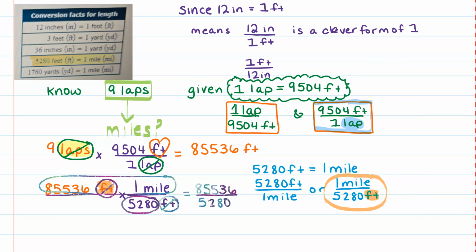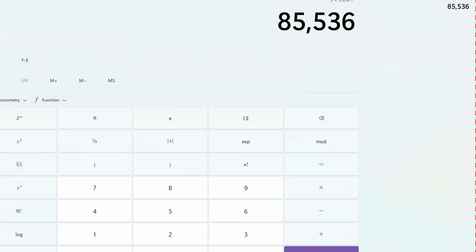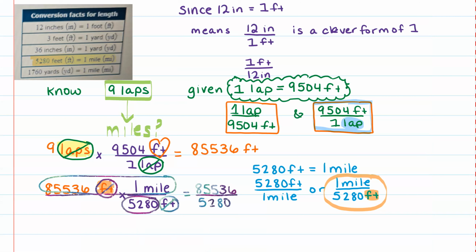So I'm going to bring up my calculator again, and I'm going to take my 85,536 and divide it by 5,280, and that gives me 16.2. So this is equal to 16.2, and the unit that's left is miles, because the feet canceled out. So I got 16.2 miles. Now, did I answer the question? Yes, because I started at 9 laps and I got to 16.2 miles.